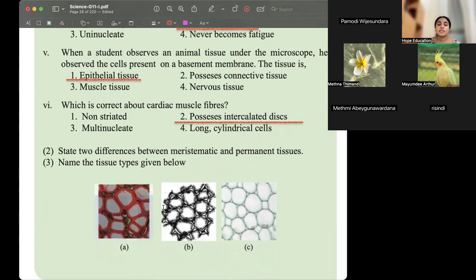Okay. State two differences between meristematic and permanent tissues. What did you write? State two differences between meristematic and permanent tissues. Meristematic cells continuously divide. For permanent, they have already divided and subdivided. Okay, yes, that's one. Others? Distinct. Yes. Distinct nucleus for meristematic, and for permanent, specific functions only.